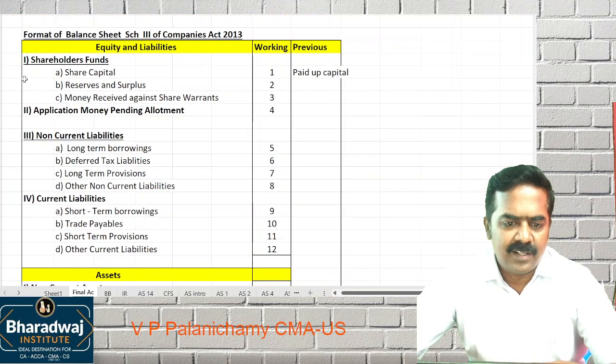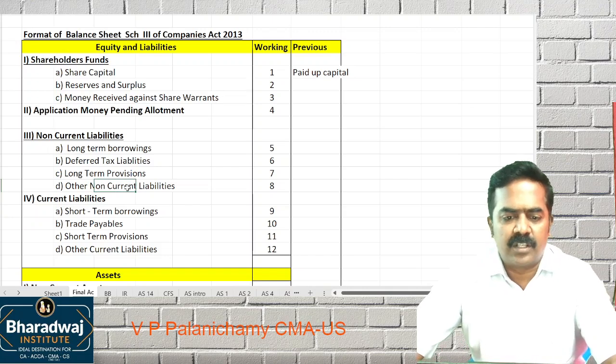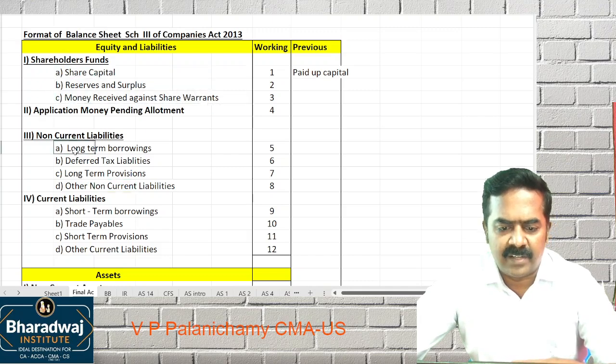Notes to accounts. Sir, in the exam, should I write all the headings? These 4 headings are mandatory. What are the 4 headings? Shareholders funds, application money pending allotment, non-current, and which one? Current liabilities. The subheadings should be written only when such items are present.